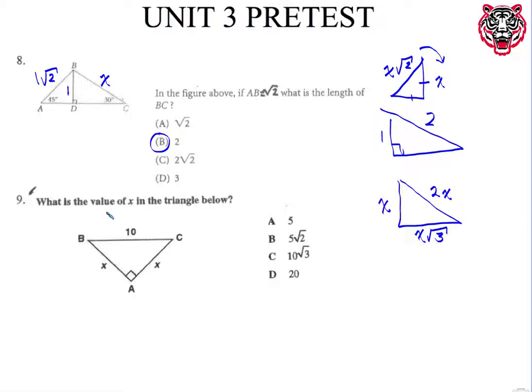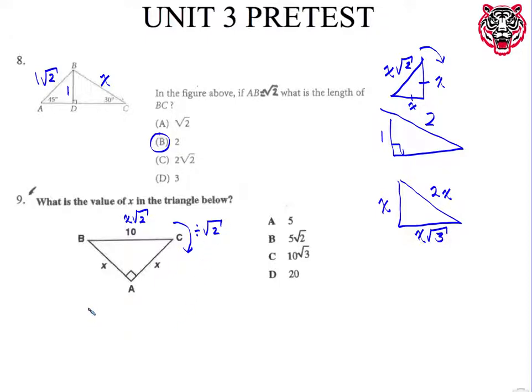All right, no one has questions? All right, moving on to number 9. What is the value of x in the triangle below? So this was kind of a hard problem too. So again, this is my 45, 45, 90. So x, this is x root 2. So if this is x root 2, you can think of this thing as x square root of 2. In order to get to x, I need to divide by the square root of 2.